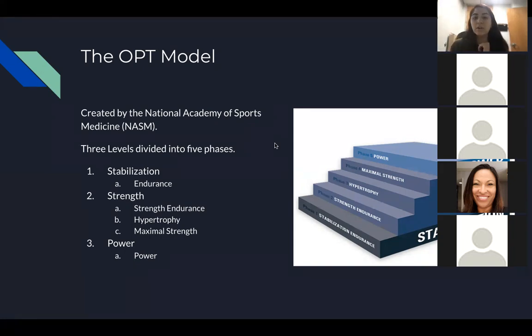So as you can see here, it is made up of 3 different levels with 5 phases in each one. So the first level is your stabilization endurance phase. And then the strength level is strength endurance, hypertrophy, maximal strength. And then your last level is going to be power. And we'll be dividing each level and going through each one.